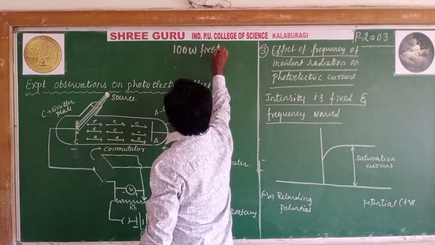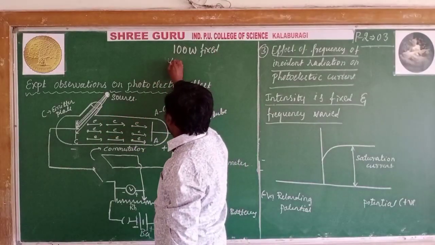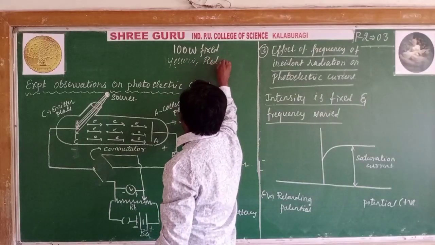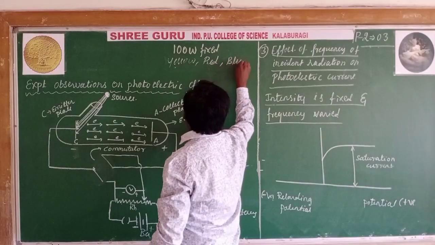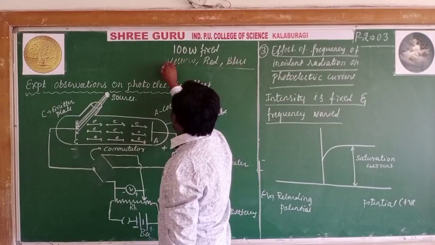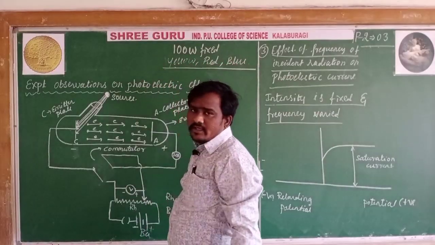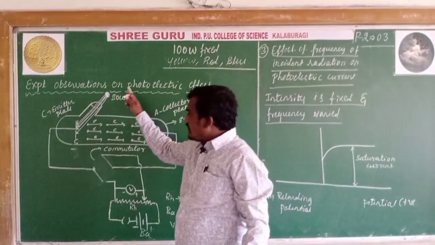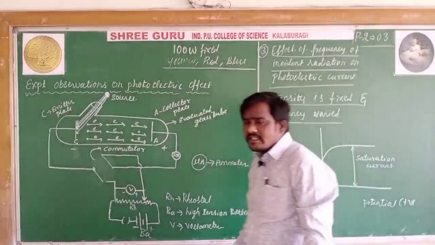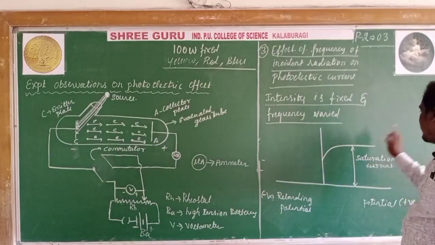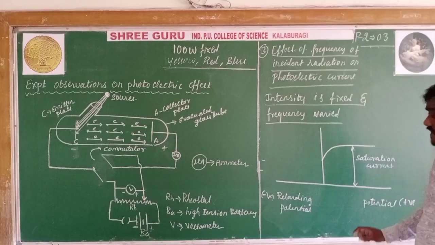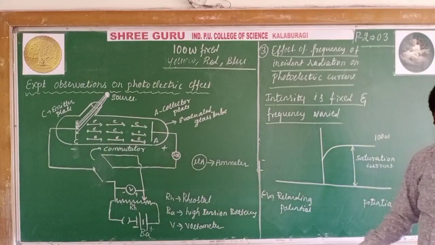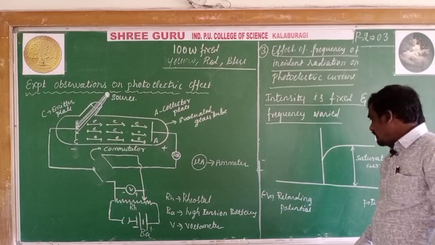Intensity is fixed. But I am going to change the color, maybe yellow or red or blue. You can take any intensity, you can take any frequency variation. You just change the color. Now at a particular intensity, intensity of light is fixed. Intensity means 100 watt is fixed now. That may be yellow, that may be blue, that may be red.